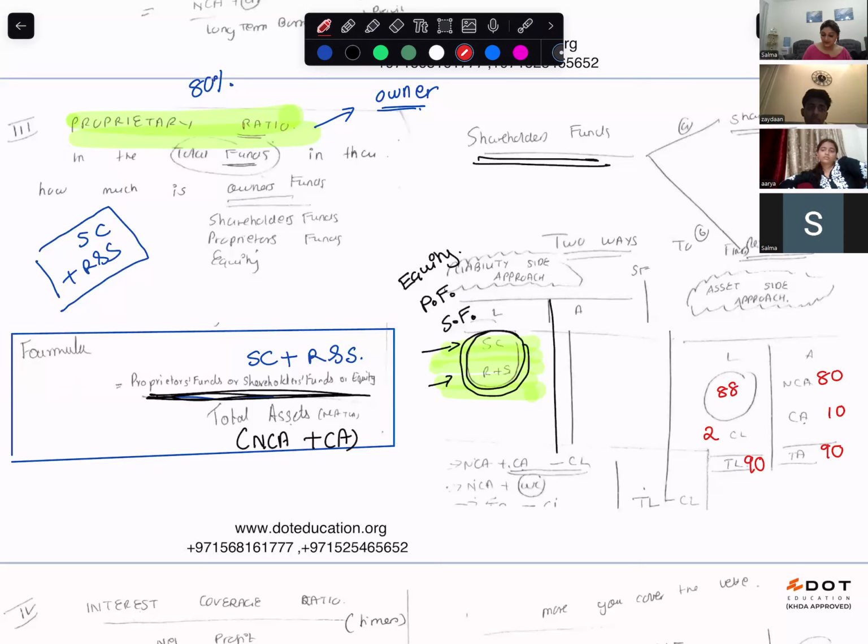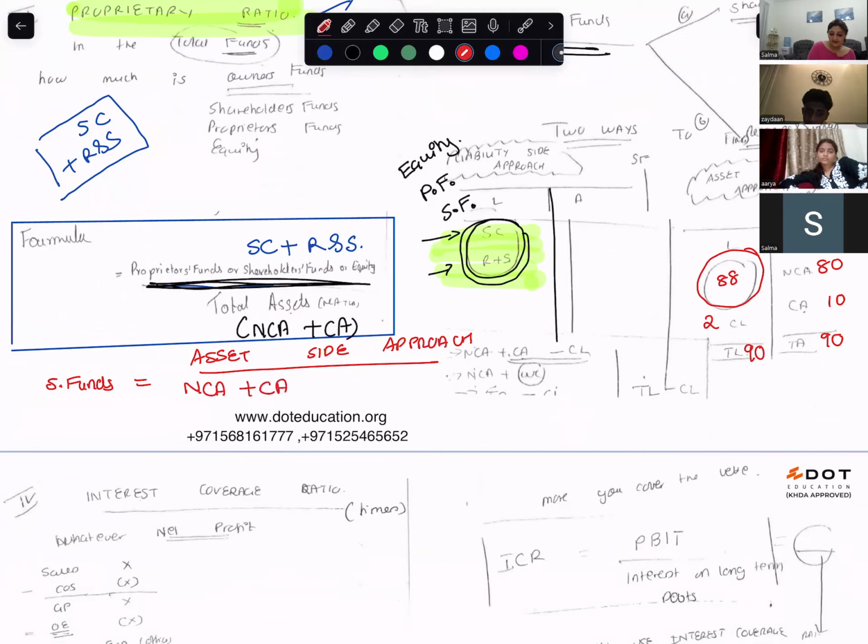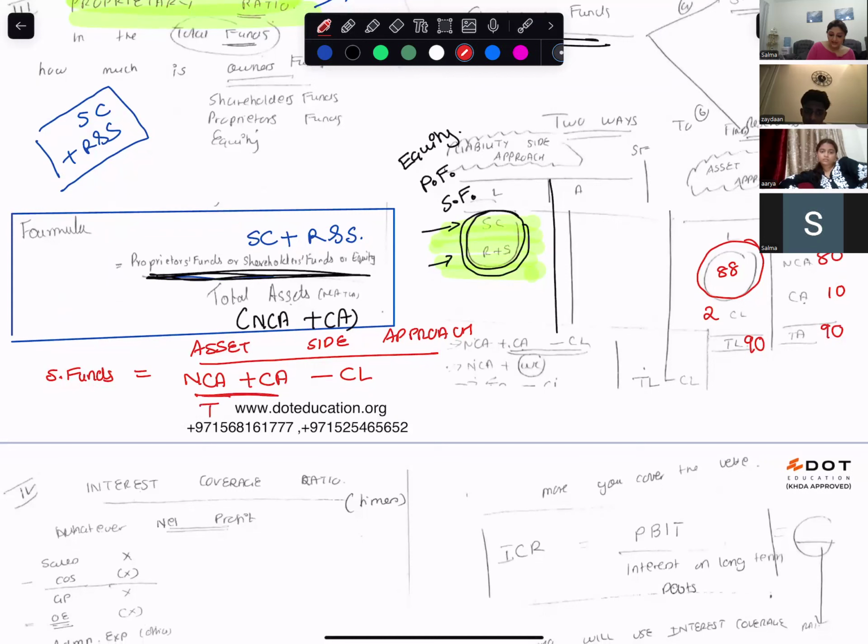Yes, miss. Okay, fine. So, can you give me the formula to arrive at the shareholders' funds from the asset side approach? Will it be the non-current assets plus the current assets minus the current liabilities? Yes, miss. Yeah. Alternatively, I can say total assets minus current liabilities.